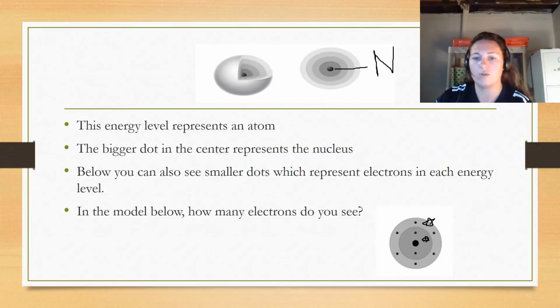So how many do you see? You count them up. You have 1, 2 in the first level, and then you have 1, 2, 3, 4, 6 in the second level. So this one has 8 electrons.